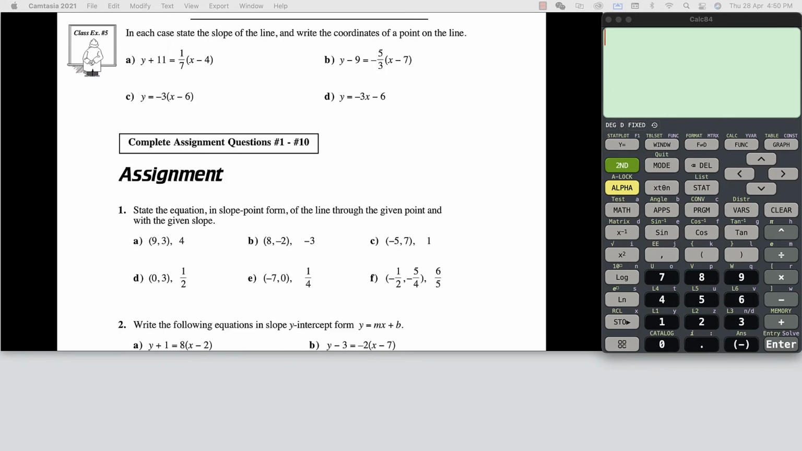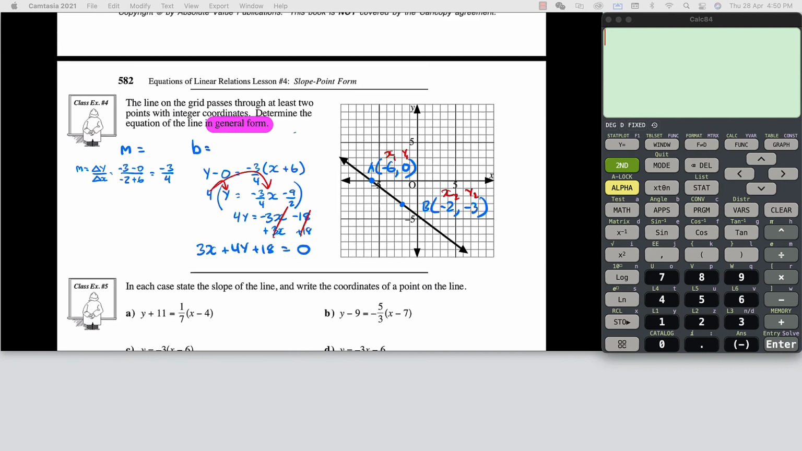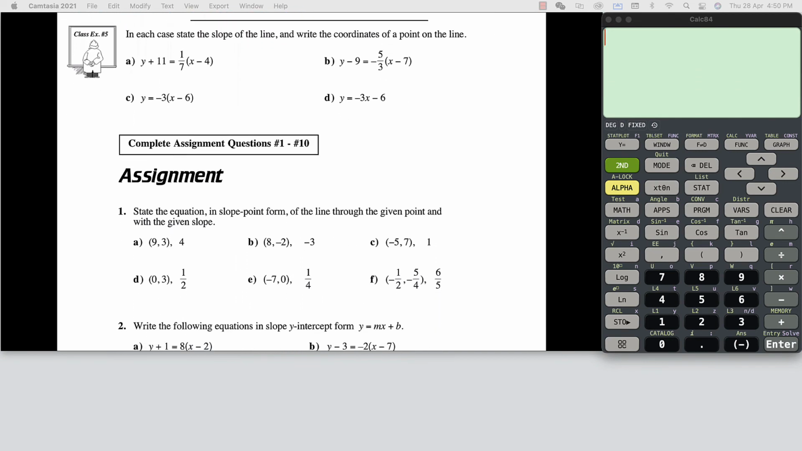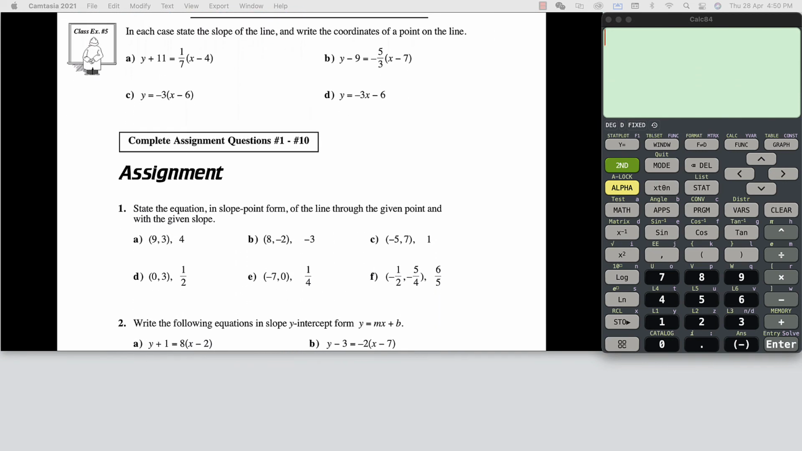Okay, the last one, class example 5, and then we'll move on to the assignment here on page 582. Okay, so in this case it says indicate or state what the slope of the line is and write the coordinates of a point on that line. Well, the first one's really easy because the slope is m, and it's just going to be the 1/7.